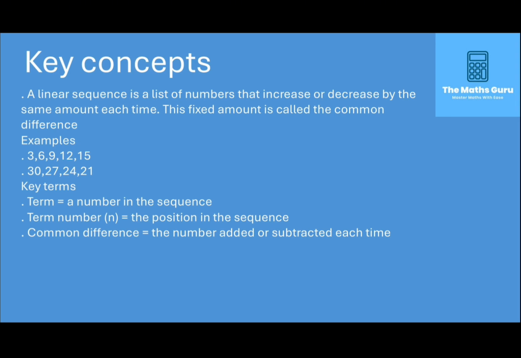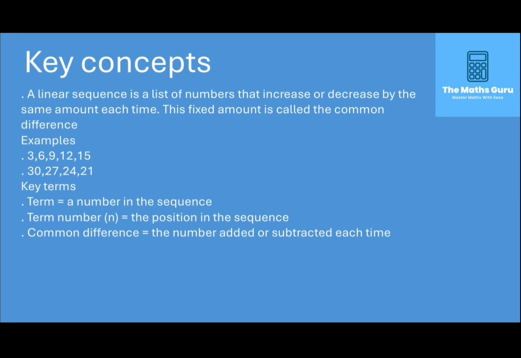So, when it comes to the key concepts behind this, for today's lesson, a linear sequence is a list of numbers that increase or decrease by the same amount each time. This fixed amount is called the common difference. So, in today's video, we're going to be looking at linear sequences. This is part one, really, of the nth term topic.